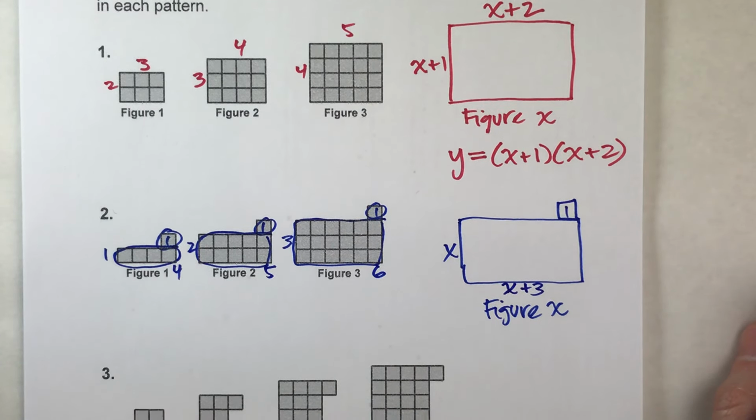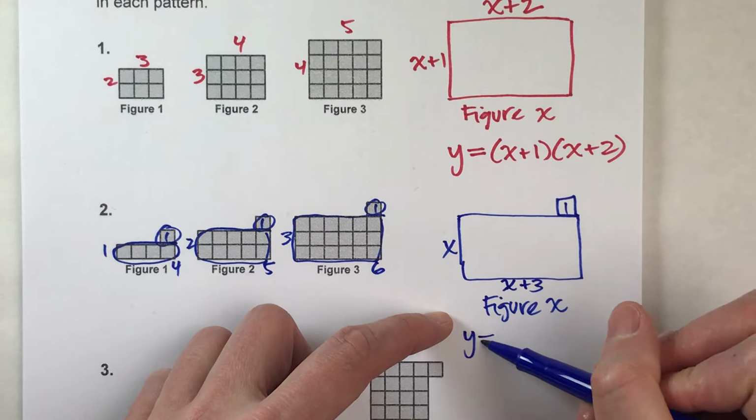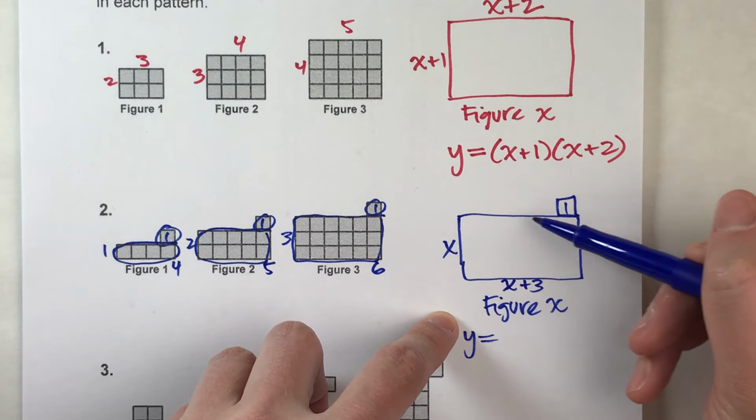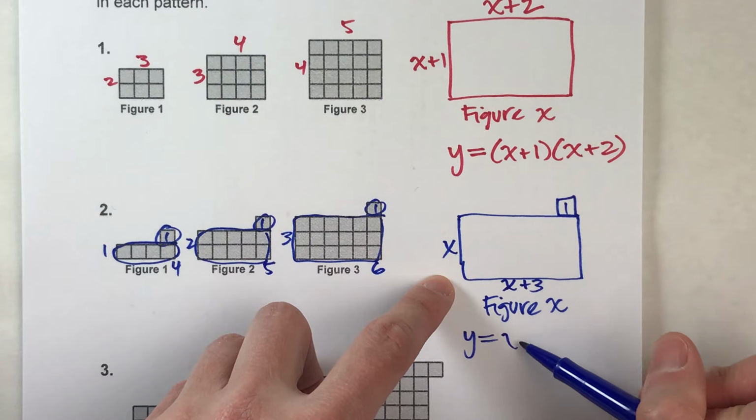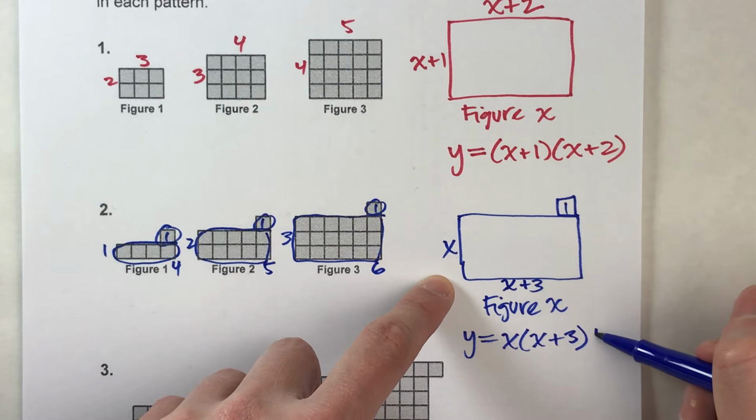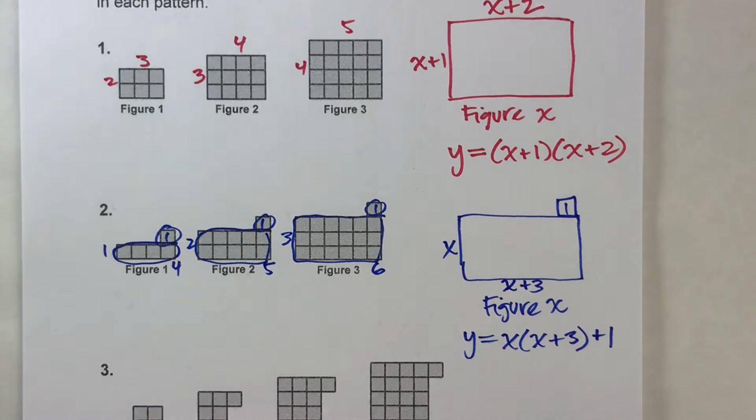All right, so we now have enough information to write our equation. So let's do this. The number of squares is equal to the area of the big rectangle, so length times width, x times (x plus 3), plus that one additional square on top. There we go. There's my equation.